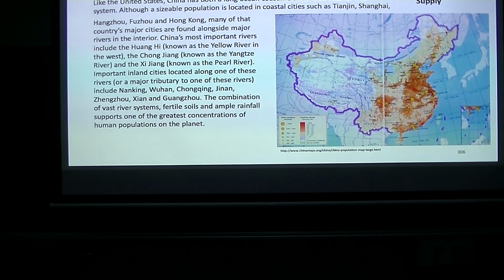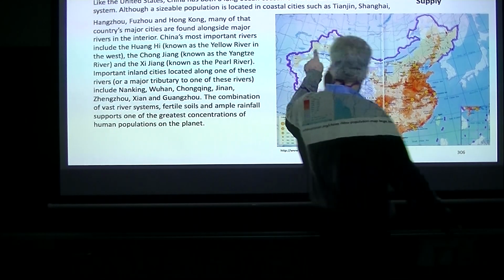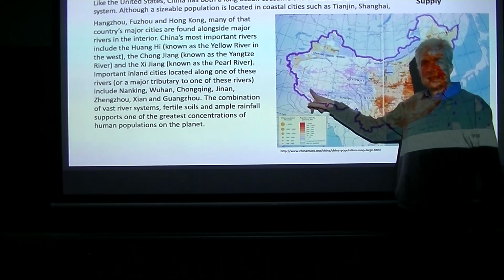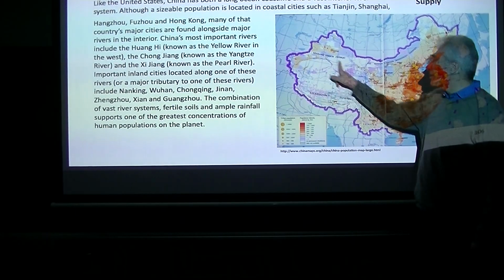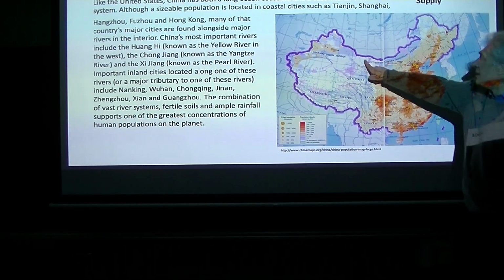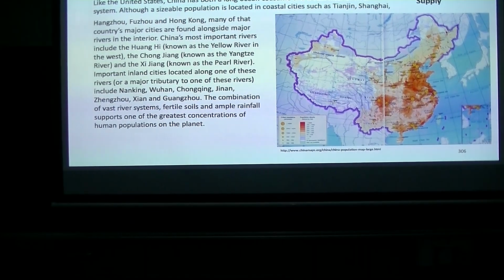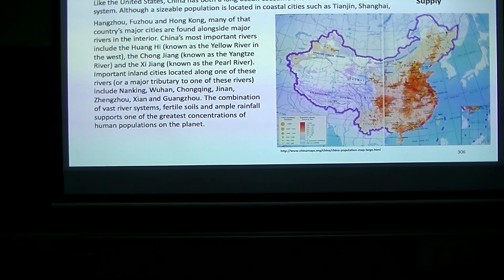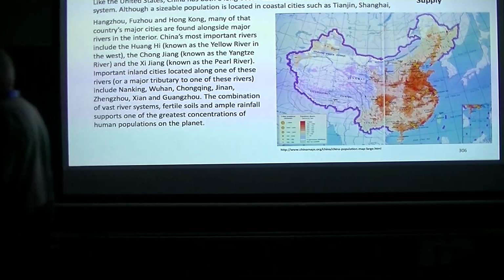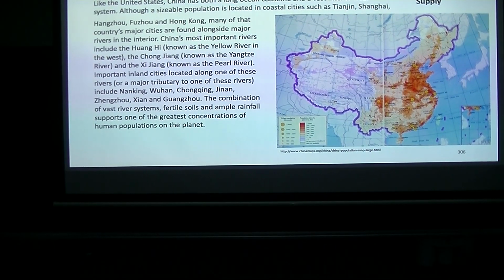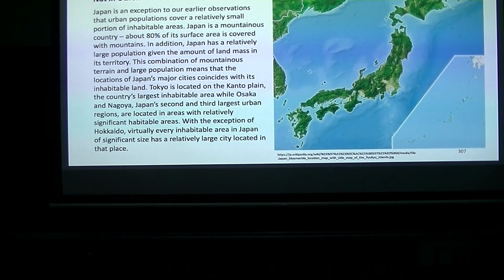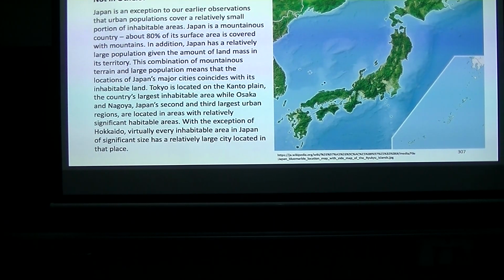But again, you've got the western part of the country out here. It's empty. It's desert. Nobody lives there. There's nothing out there, here in Xinjiang and in Tibet. So there are big areas of China that are empty, and the reason is they're not attractive places for people to live. Now Japan is kind of an exception, and the reason is that Japan is geographically different.